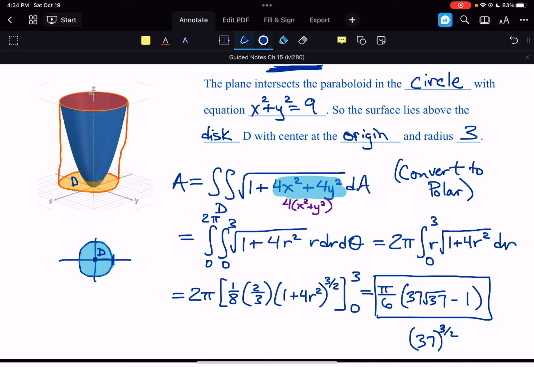Okay, but that brings us to the end of section 15.5. That is our, again, brief introduction into the idea of finding surface area using double integrals. When we come back in the upcoming sections, we're going to be looking at the concept of triple integrals. So we've got a lot of good stuff coming up, and I will talk to you all very soon.